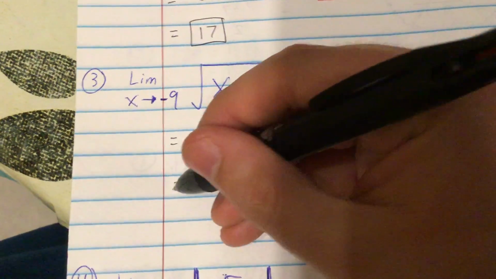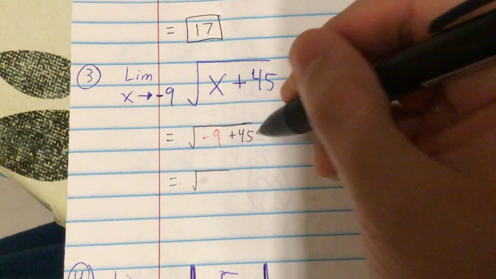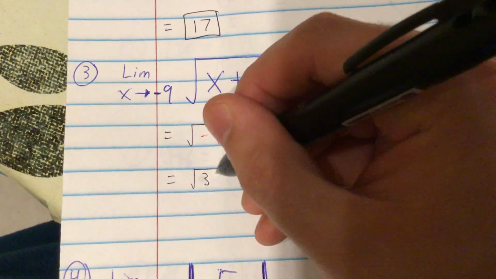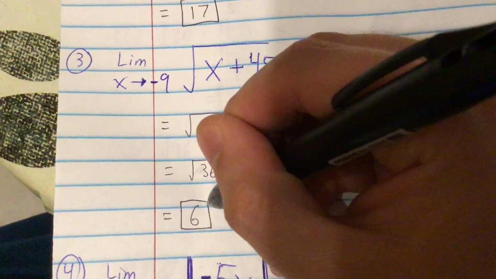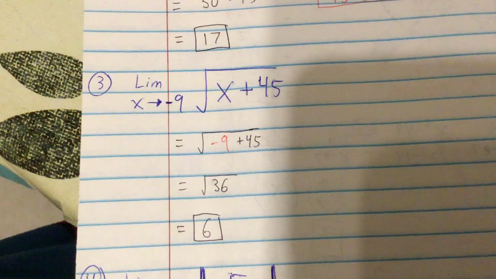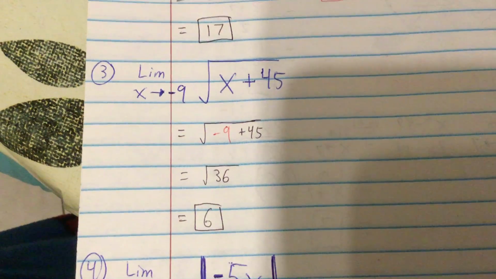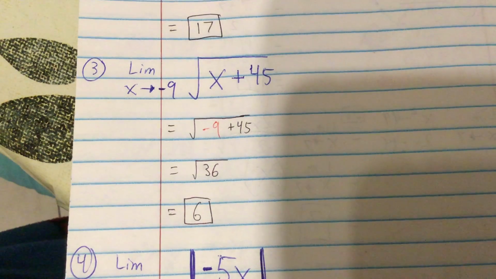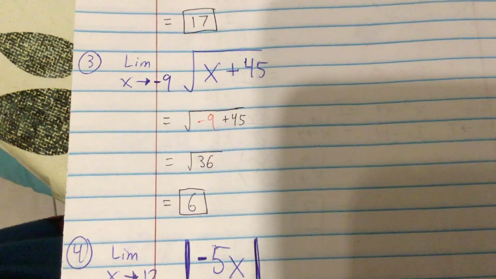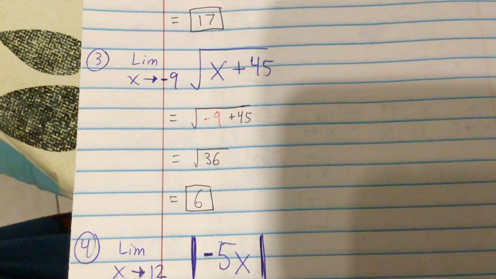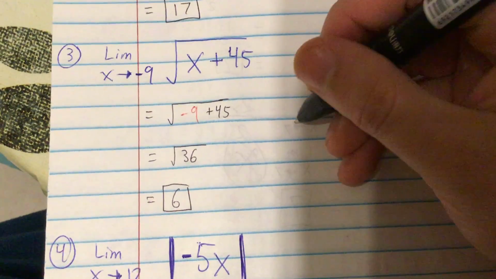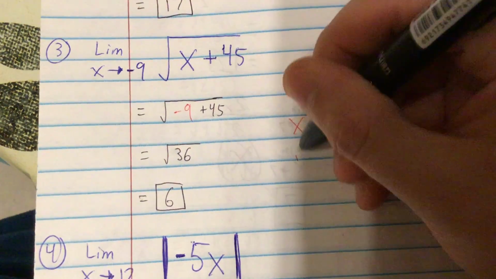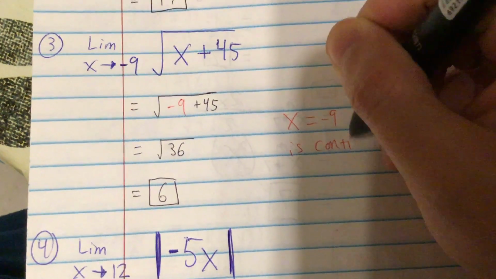So then I just plug it in and do negative 9 plus 45 and get the square root of 36, or 6. So because direct substitution worked, is x equals negative 9 continuous or discontinuous? X equals negative 9 is continuous.